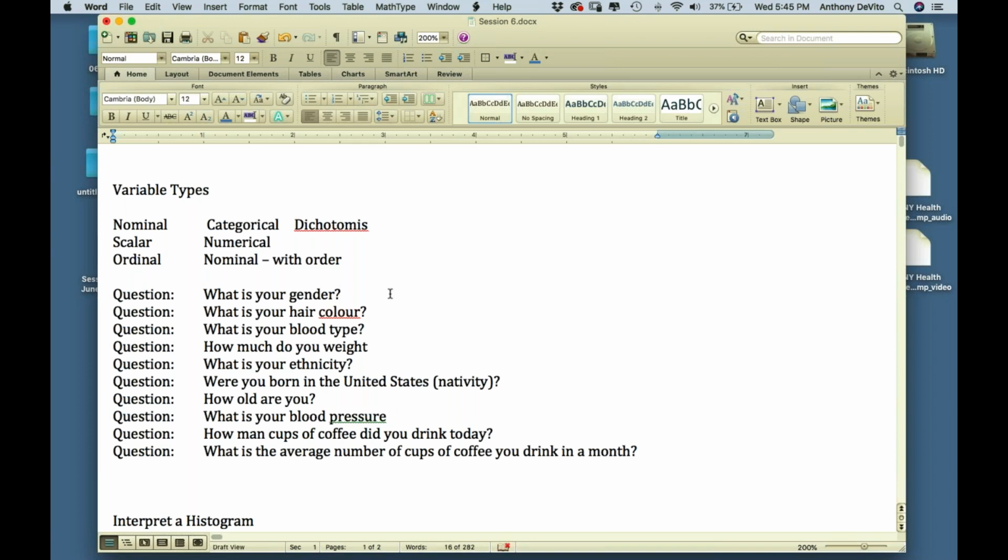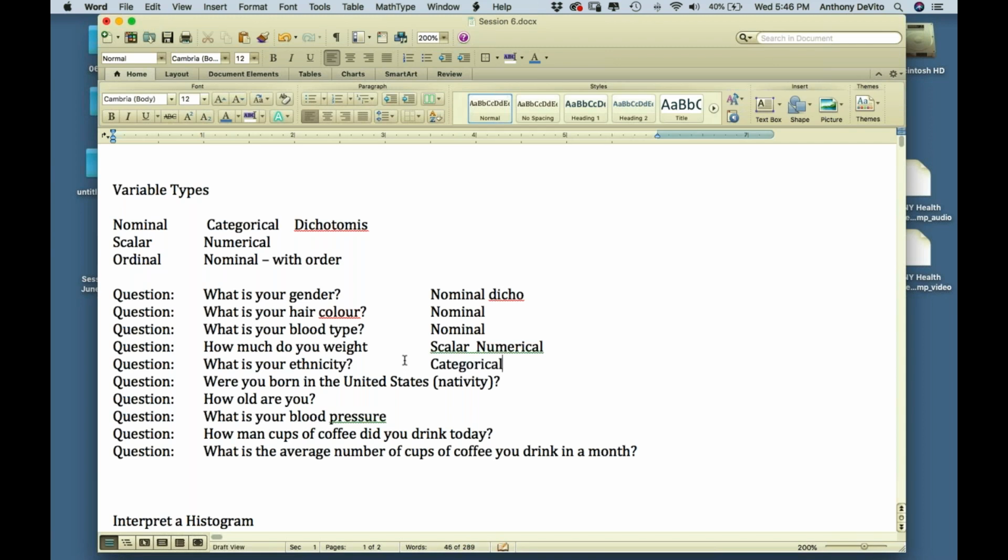Gender, what's your gender? What kind of variable would that be? Dichotomous, nominal variable, right? A nominal variable, which is also dichotomous. What about hair color? Bingo, exactly. What about blood type? Bingo, exactly. A lot of these are going to be nominal, especially in surveys. What about how much you weigh? Scalar or numerical, same thing. What about ethnicity? Bingo.